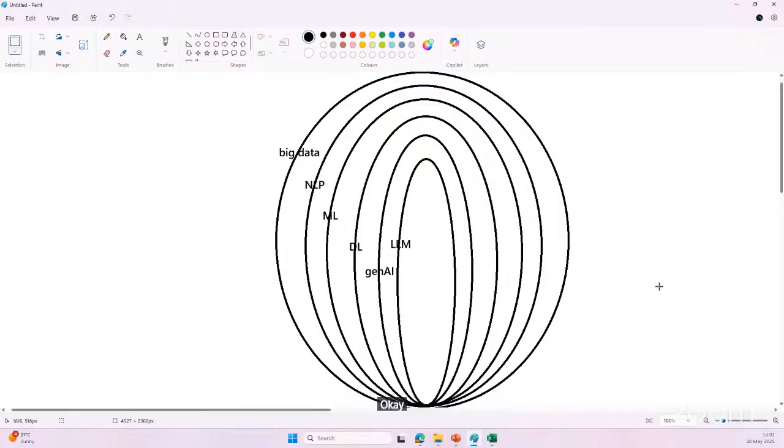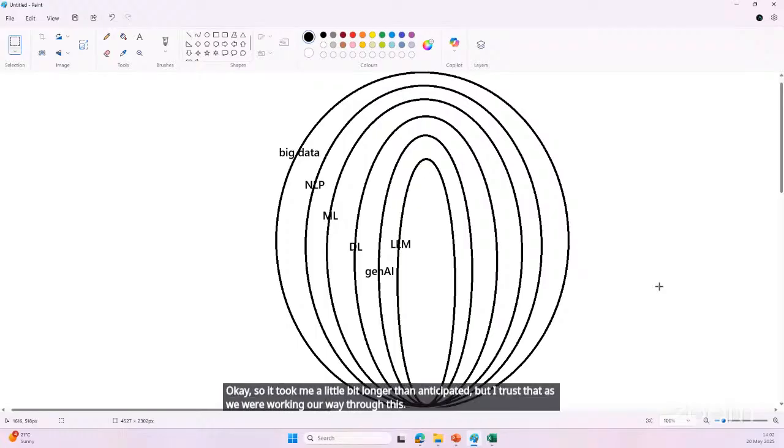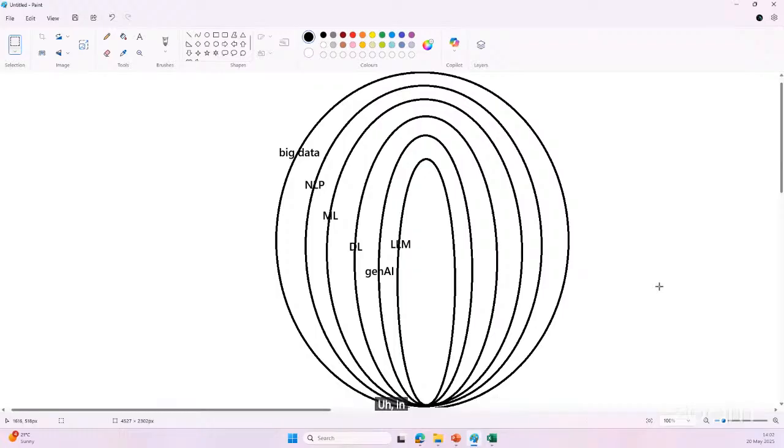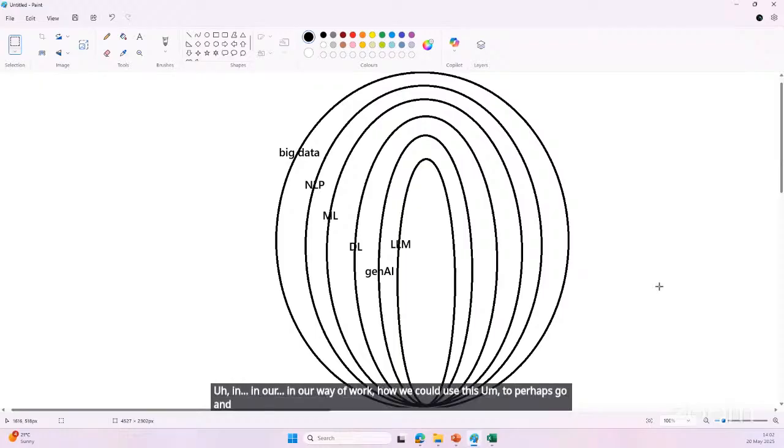Okay, so it took me a little bit longer than anticipated, but I trust that as we were working our way through this, you were able to see how we could use this artificial intelligence in our way of work, how we could use this to perhaps help us generate policies, and not only generate the policy, because it's not important to be able to generate a policy.